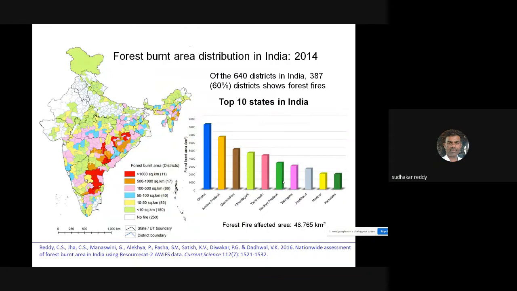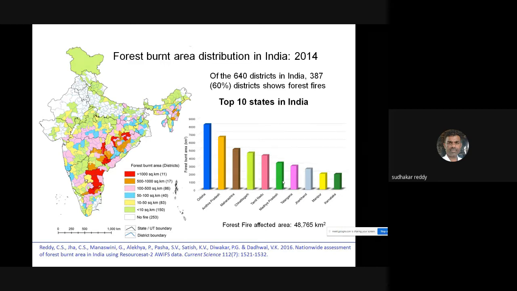This is again one map showing the distribution of the forest burnt area in India. By utilizing Indian Remote Sensing AWiFS imagery, we have assessed and mapped the forest fire affected areas in the country. And this map shows the districts which have a large amount of forest burnt area.